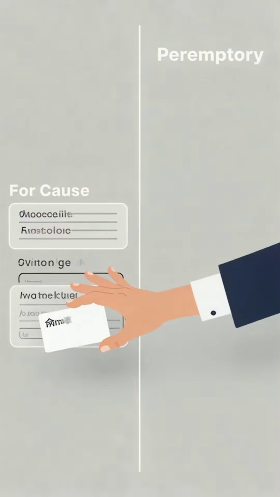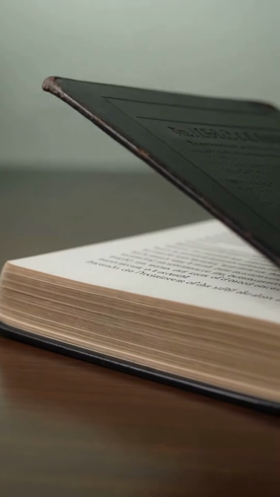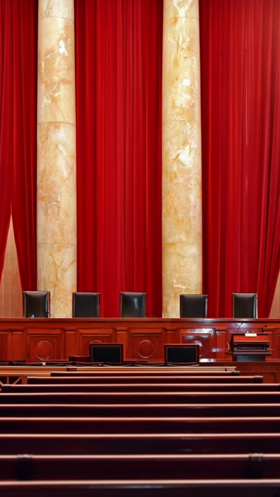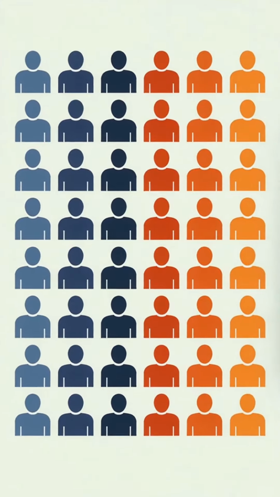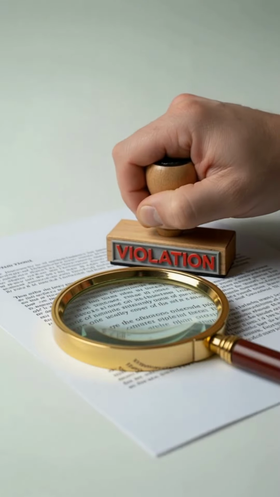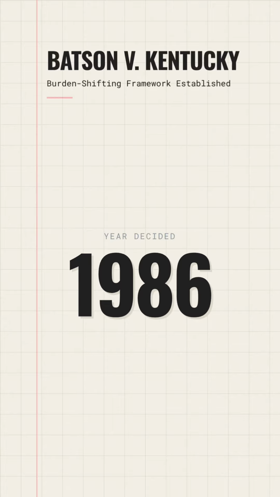Peremptory challenges let attorneys remove jurors without stating a cause, but the Equal Protection Clause limits how that discretion can be used. The Supreme Court reconsidered an earlier standard that made it very difficult to prove racial discrimination in jury selection, holding that a defendant could show a constitutional violation based on their own case. The court also established a burden-shifting framework.